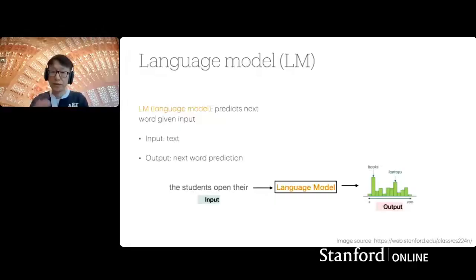And then if you want to keep generating what's coming next, we can take the output as an input and put it into the language model, and then the language model continuously generates the next coming word.